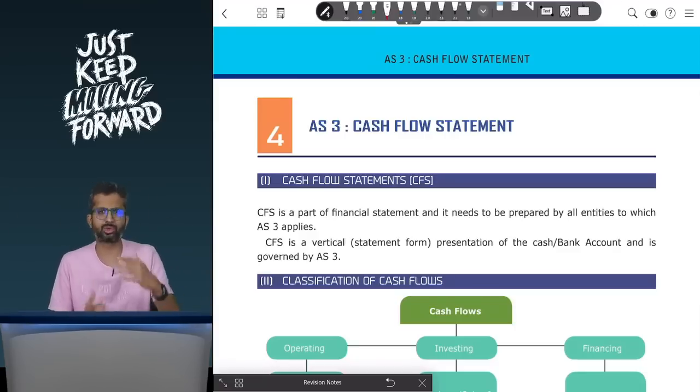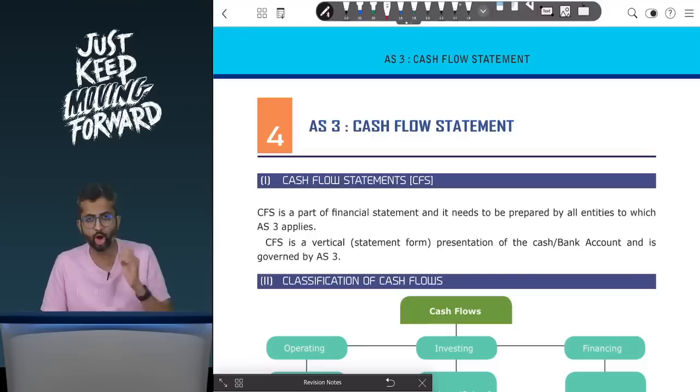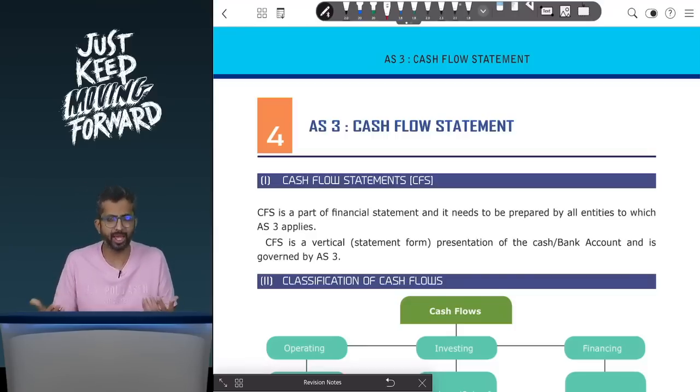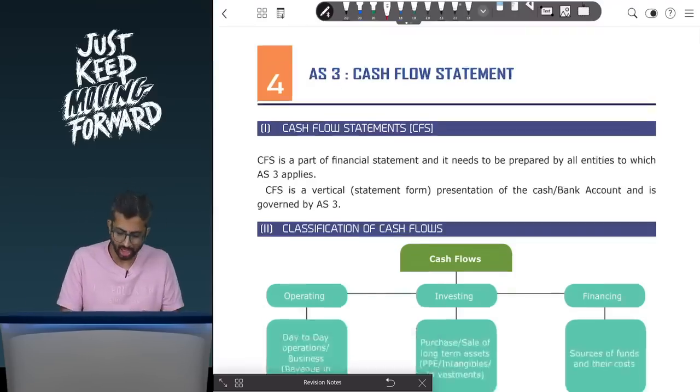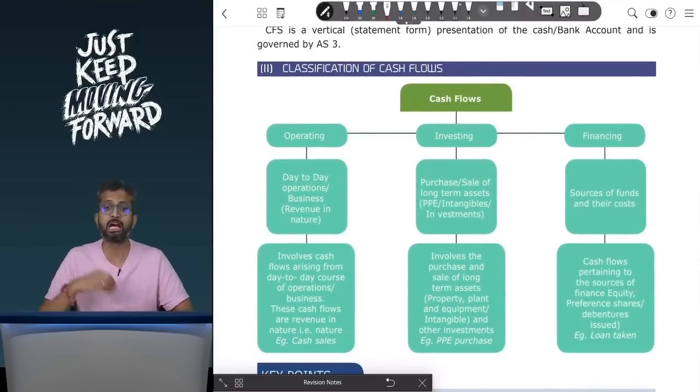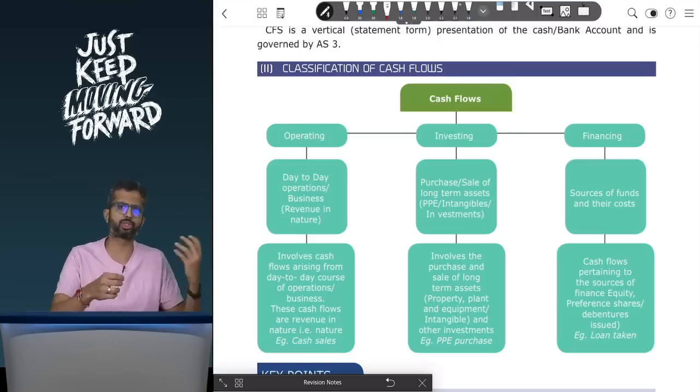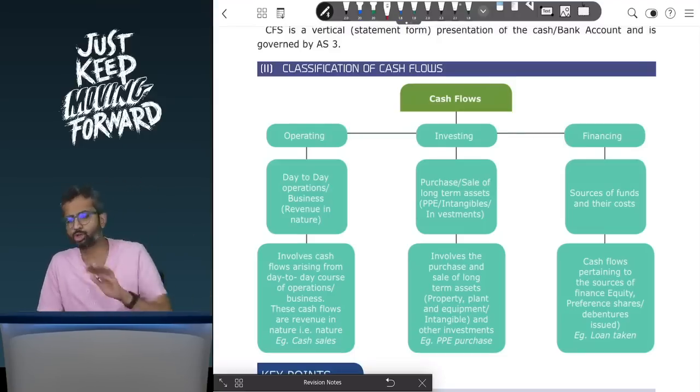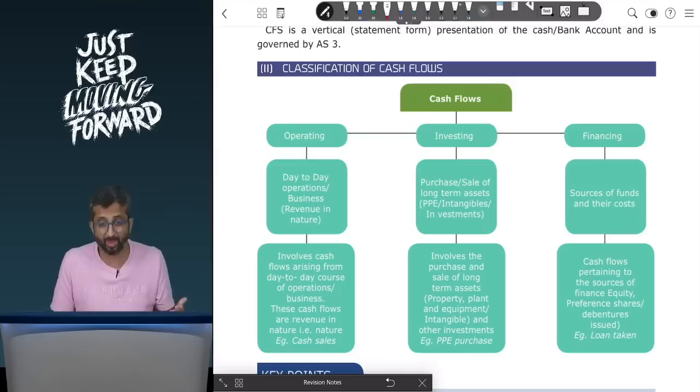The cash flow statement is nothing but a vertical presentation of the cash and bank account, where you will segregate the cash flows into three headings. Cash flow from operating activities, that is arising from the day-to-day course of your operations, like sales, purchases, salaries, rent, etc. Cash flow from investing, like cash flows arising from purchase of fixed assets or intangible assets, or sale of fixed assets or intangible assets, or purchase or sale of investments.